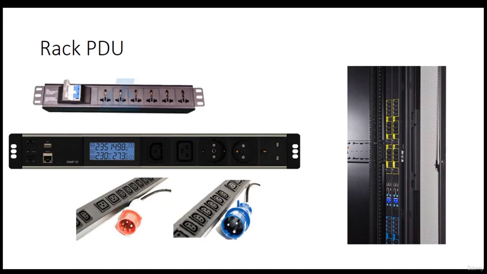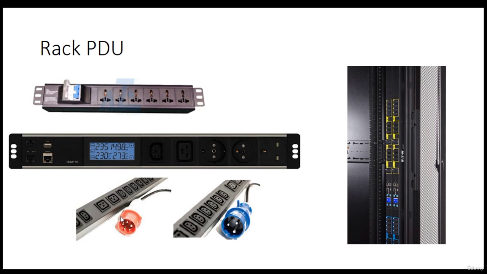Rack power distribution unit, or rack PDU, is a strip of power sockets that is used to transfer electricity to IT devices through a power cable. It has the female side of power sockets and also comes with different types of power sockets. Also there are single phase PDUs and three phase PDUs. This is a single phase PDU and that's a three phase PDU.